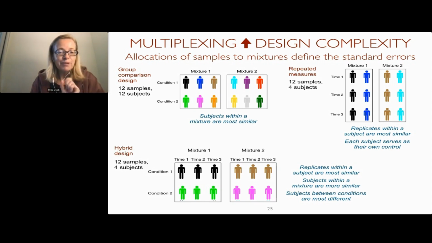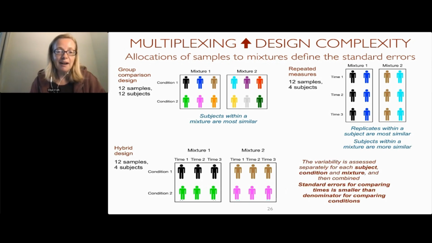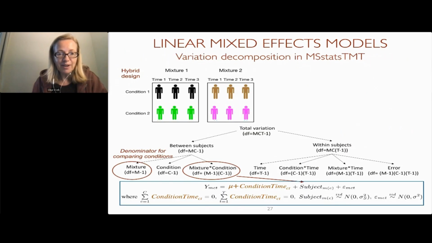And then now we have: between time within person comparison is most precise, between conditions within mixture comparison is more precise, and between mixture comparisons are the least precise ones. And so we need to make this kind of multiple levels of aggregation to leverage the precision which is available to us due to this design. So how do we actually do that?